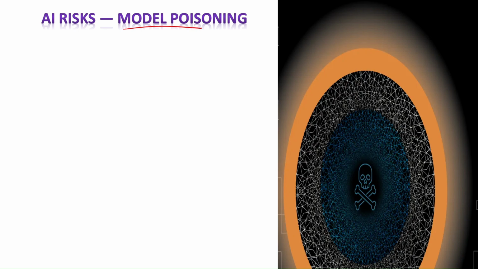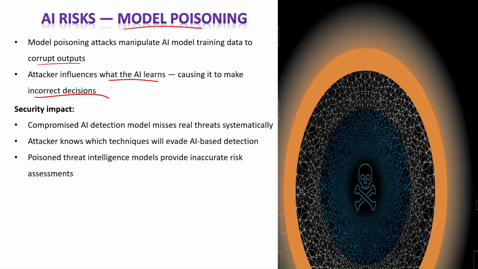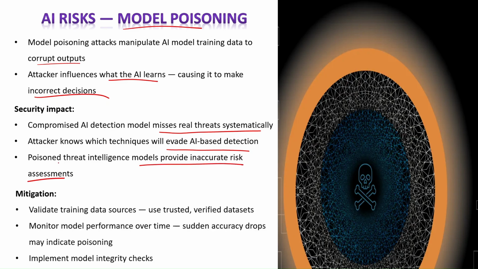The next AI risk is model poisoning. Model poisoning attacks manipulate AI model training data to corrupt the output. Attackers influence what the AI learns, causing it to make incorrect decisions. The security impact of model poisoning is that a compromised AI detection model misses real threats systematically. The attacker knows which techniques will evade AI-based detection. Poisoned threat intelligence models provide inaccurate risk assessments.